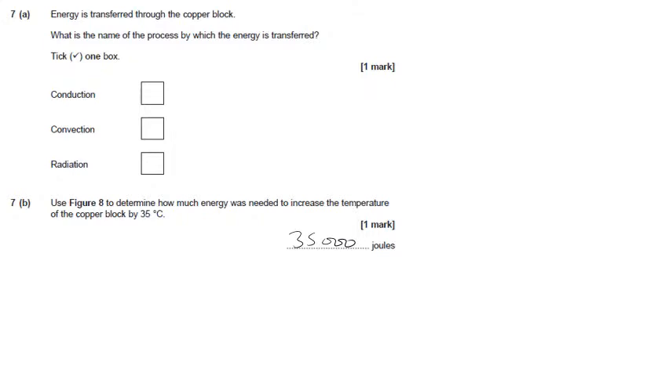7a asks us how energy is transferred through the copper block. Copper being a metal means the free electrons lead to conduction.